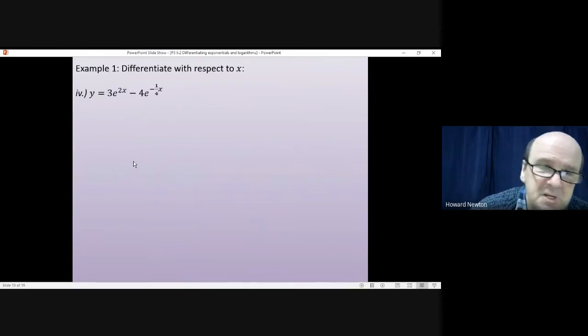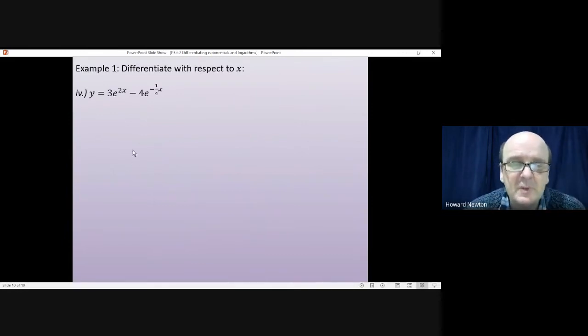Question 4, nothing new here. There's just 2 terms and you do both of them in exactly the same way. Differentiating this, I'll be multiplying by 2, which will give me 6e to the 2x. This one you need to be a little bit more careful with. When I differentiate this, I'll be multiplying by minus 1/4. Minus 1/4 times minus 4 is plus 1. So when I differentiate that, I'll get 6e to the 2x plus e to the minus 1/4 x.